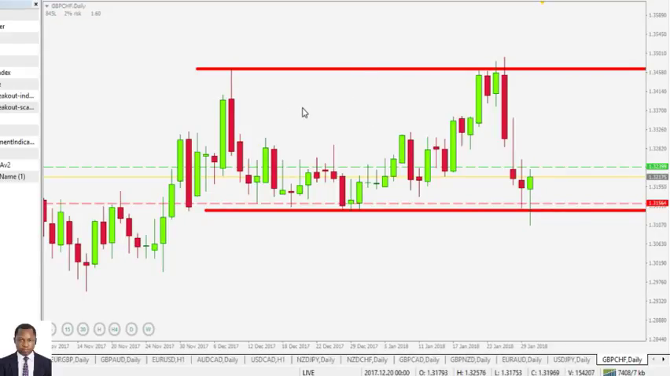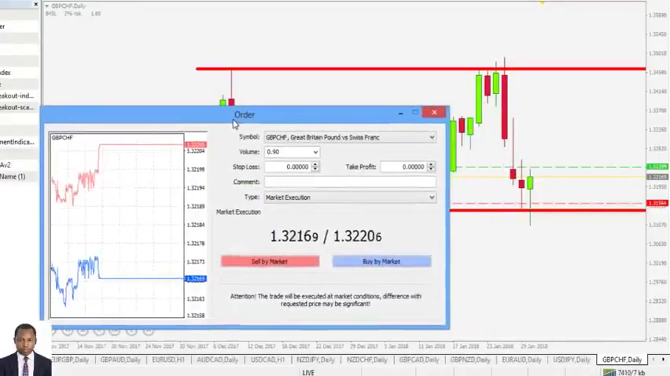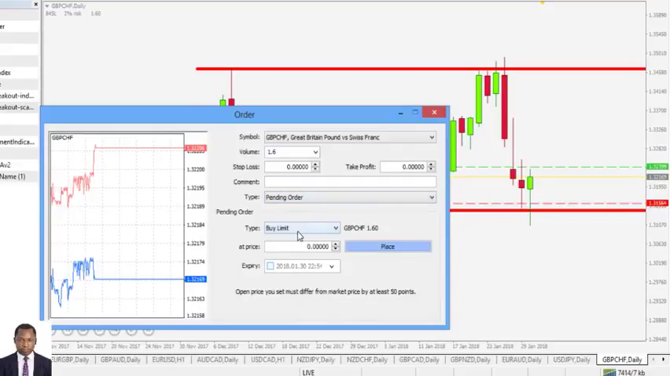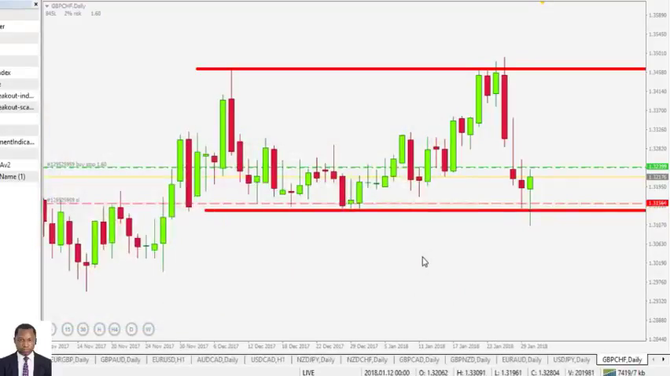So I'm going to take the trade, new order. It has recommended 1.6 lot. It's a pending order. It's a buy stop order at price 1.3239 level. Stop loss at 1.3156 level. Okay, I'll place the trade right now.